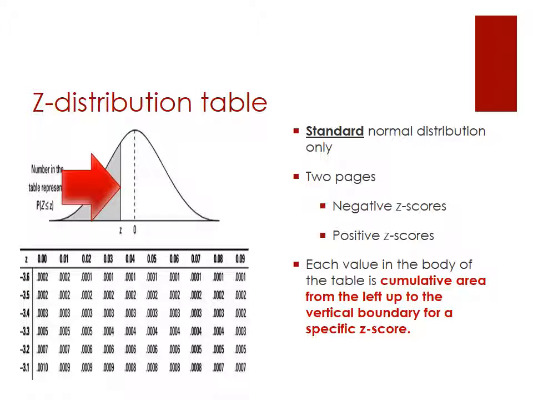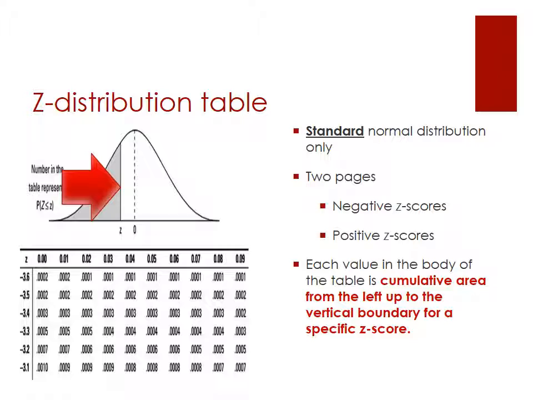Now, keep in mind with your z-distribution table, first of all, again, we only use it for a standard normal distribution only. If you have just a normal distribution where your mean is equal to something other than 0 and your standard deviation is equal to something other than 1, then we'll be using a different table. We'll look at that later.